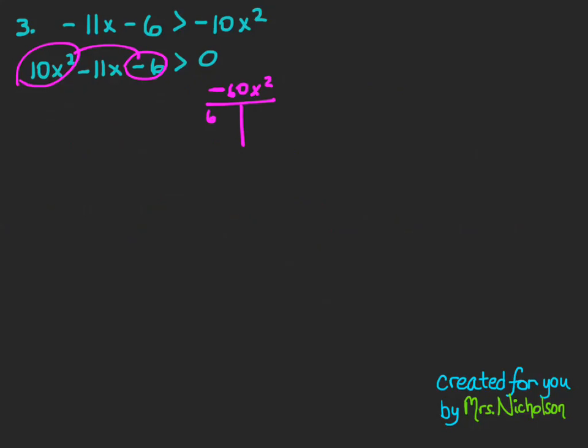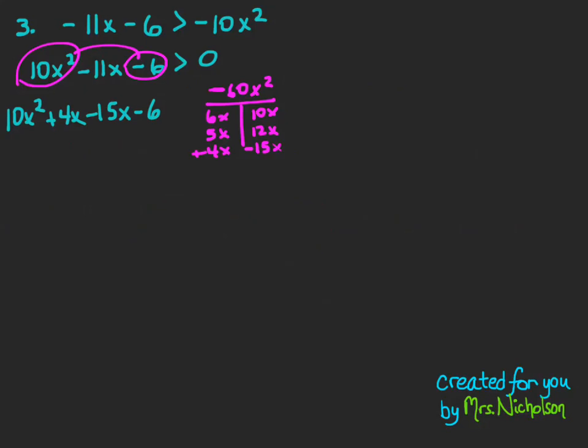So let's see, factors of 60, 6 and 10, those aren't going to work. 5 and 12 doesn't work. How about 4 and 15? 4 times 15 is 60. Those are going to subtract to give me 11. I need a +4 and a -15. So I'm ready to rewrite my quadratic. 10x squared. Instead of -11, I'm going to put +4x minus 15x.